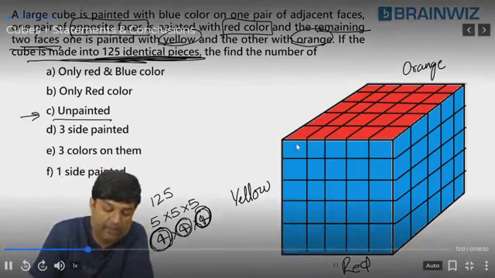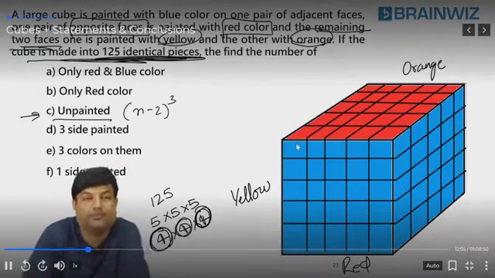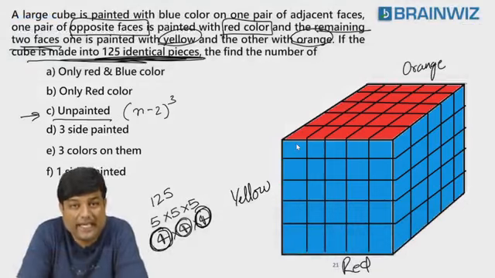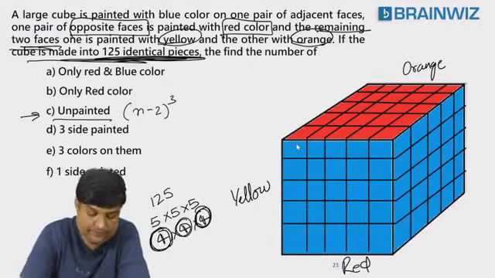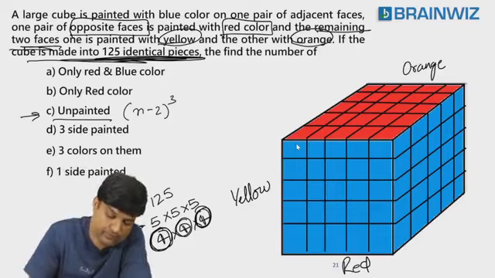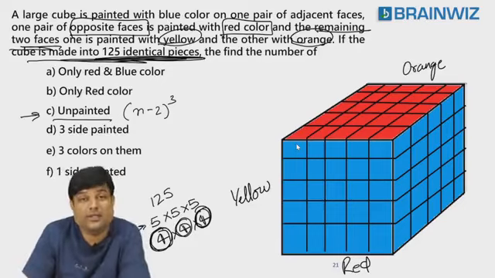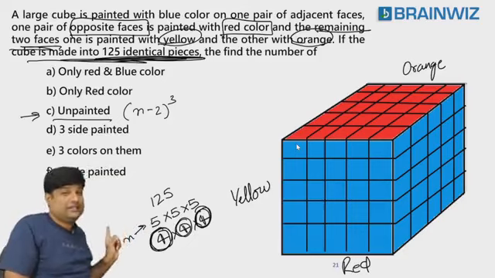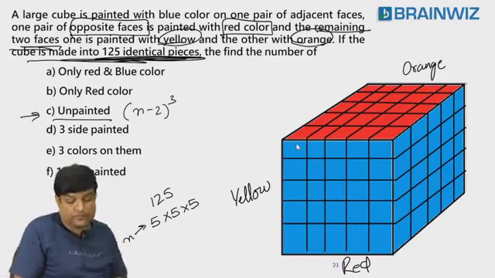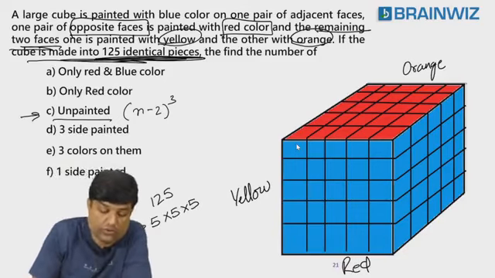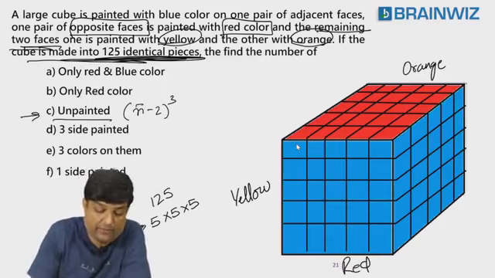How did you get 27, Vilas? (n minus 2) whole cube. What is that? (n minus 2) whole cube. Are you understanding? Tell me, what's the value of n? Not 4. n is not cuts. Remember, n is pieces. n is 4. So, sorry, n is 5. (5 minus 2) whole cube. That is 27.